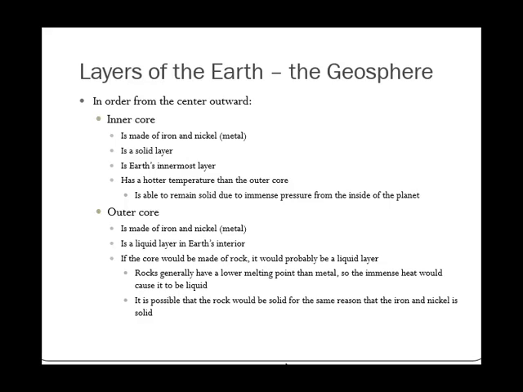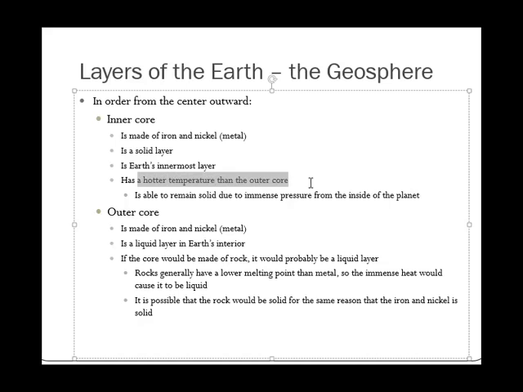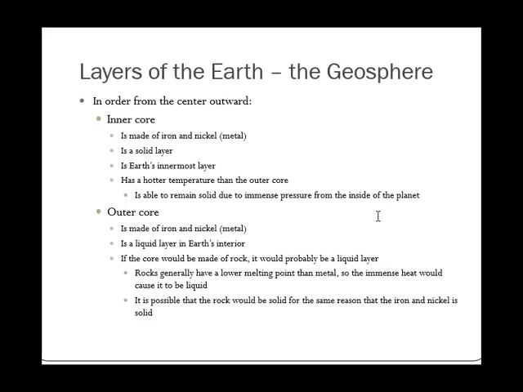In the center of the Earth, you have what is called the inner core. The inner core always means the middle, like the core of an apple. The inner core is made of metal, iron and nickel, it's solid, and it's the Earth's innermost layer, and it has a very, very hot temperature, thousands of degrees.